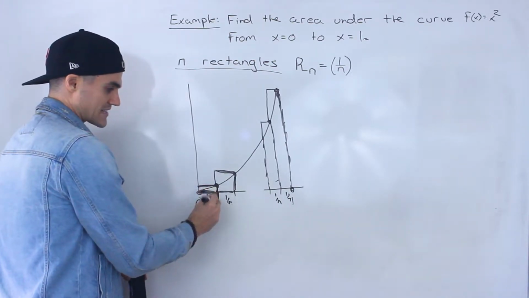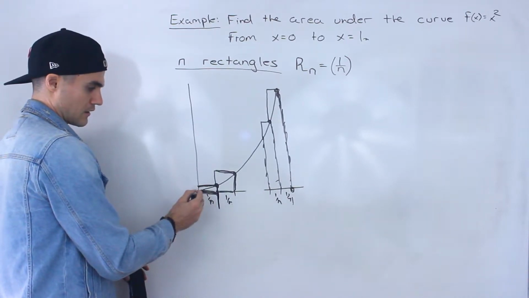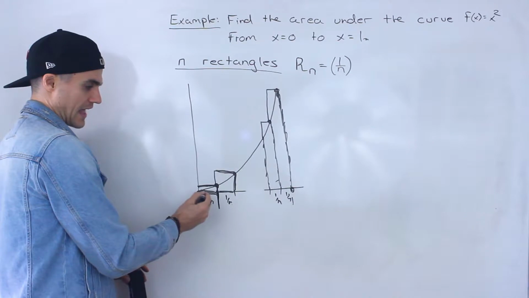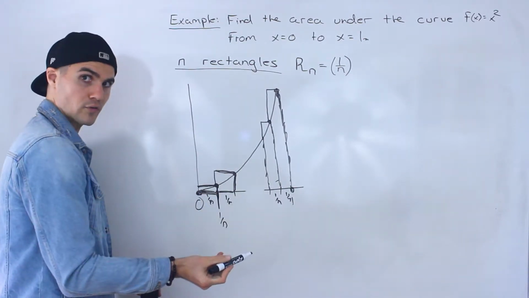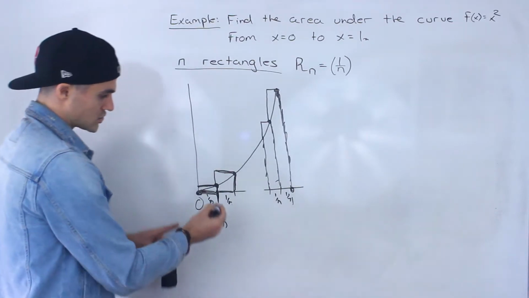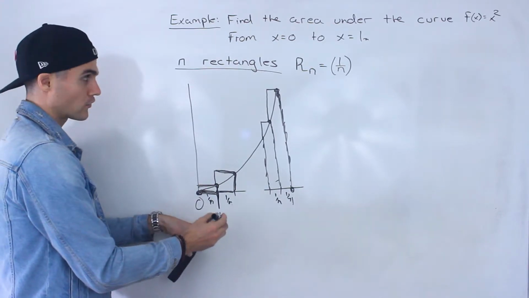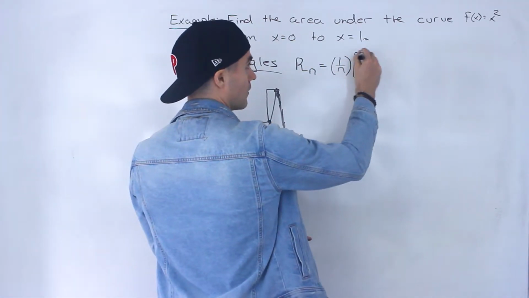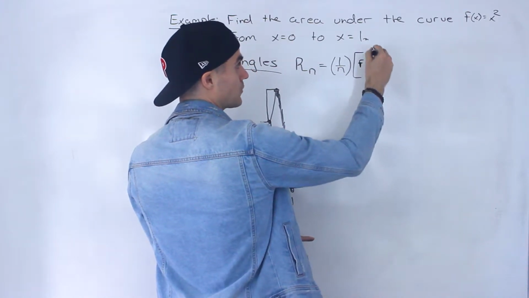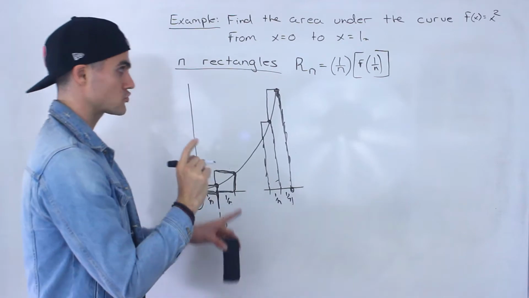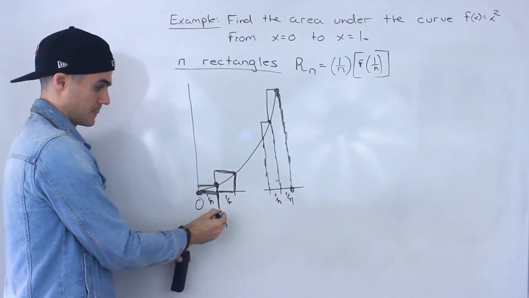And what's this x value here going to be? Well, if we're starting at 0 and then this length is 1 over n, then we know that this x value is going to be 1 over n. Right? So the height of this rectangle is going to be f of 1 over n. I'm going to keep it general here. So I'm not going to work with the x squared yet. I'm just going to write f of 1 over n, which represents the y value of this coordinate at an x value of 1 over n.